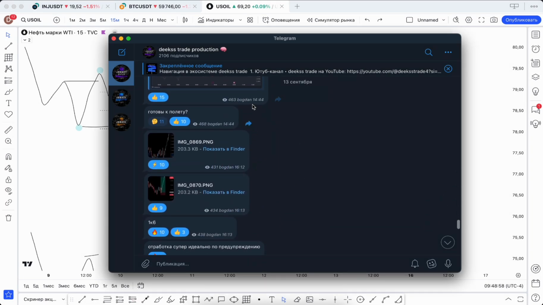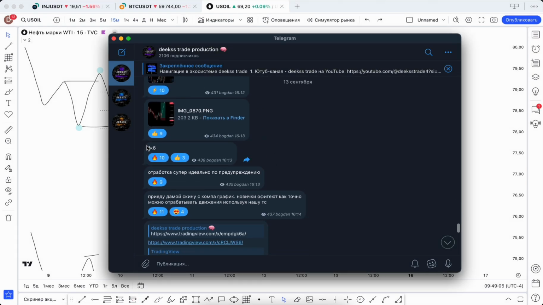It was at 14:44. And already at 16:12 I throw it off the terminal. Here is such a result. There is 1.6. That is a very good risk-reward. This is not like they say, an average algorithmic 1 to 2. That is, this is a mess.